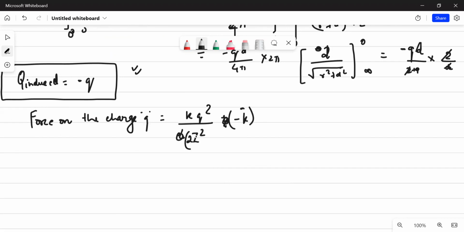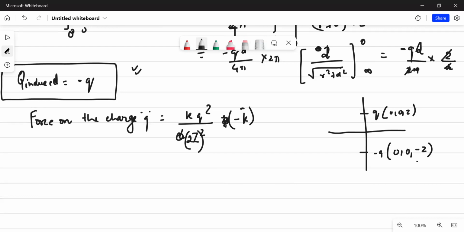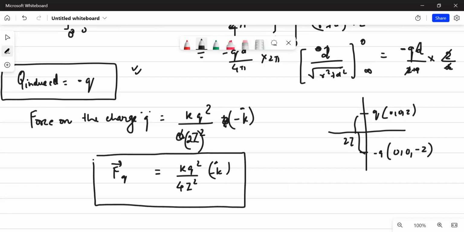Sorry, 2z को समझ पा रहे हो? मतलब ये infinite conducting plane की जगह क्या आ गया? एक चार्ज q यहाँ पर है, this is 0, 0, z, and this infinite conducting plane would be replaced by this charge at 0, 0, minus z. Is that clear? Now this distance is given by 2z, so your total force would be equal to kq square upon 4z square, minus k cap. So your force on charge q would be equivalent to this. Is that clear? All these things are very easy to see.